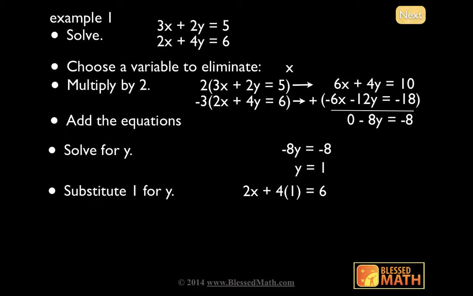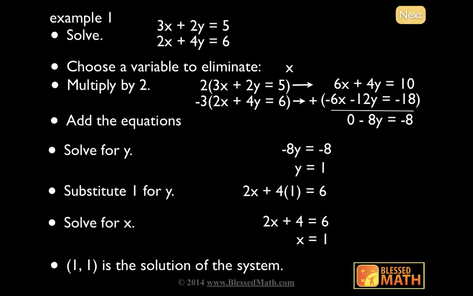Substituting that back into the second equation, we have 2x plus 4 times 1 is equal to 6. Simplifying, we have 2x plus 4 is equal to 6. We subtract 4 on the left, subtract 4 on the right. On the right, we have 2x is equal to 2, and we divide by 2. It gives us x is equal to 1.